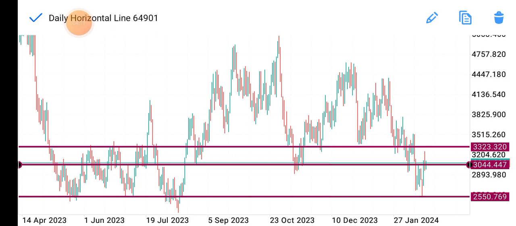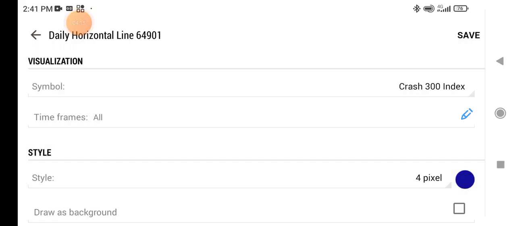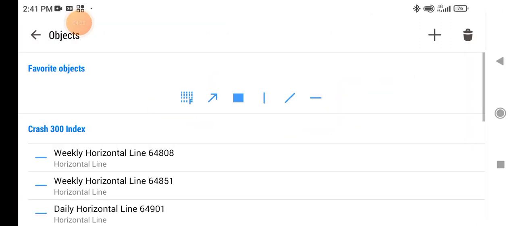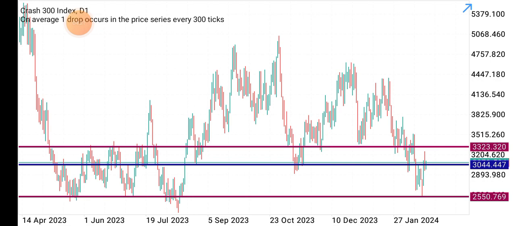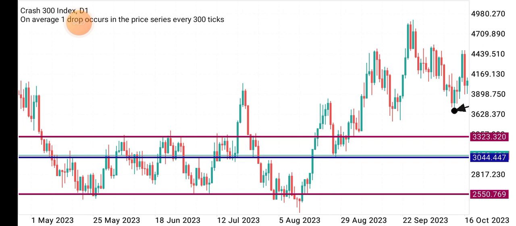Let me change this color so I can distinguish them. I think I should use maybe a blue color this time around. Now, why have I decided to put that line right there? Let me explain it, guys. So you can see, let me zoom in a little.